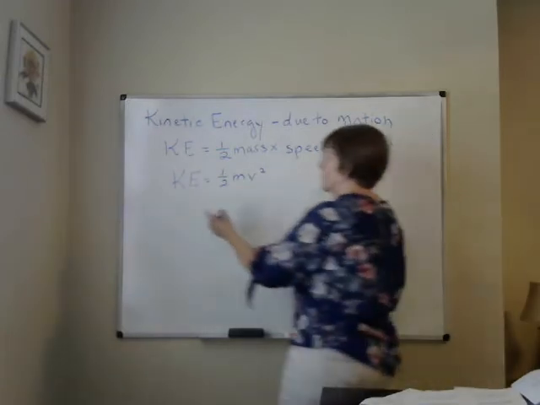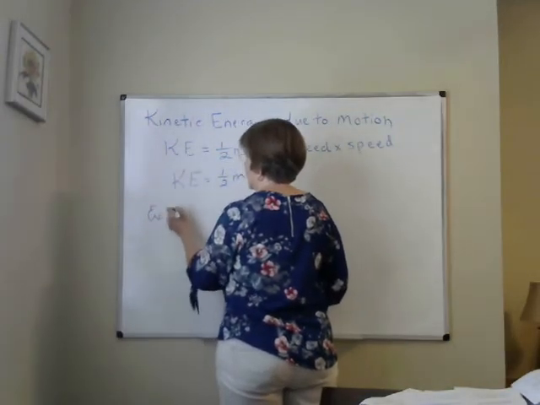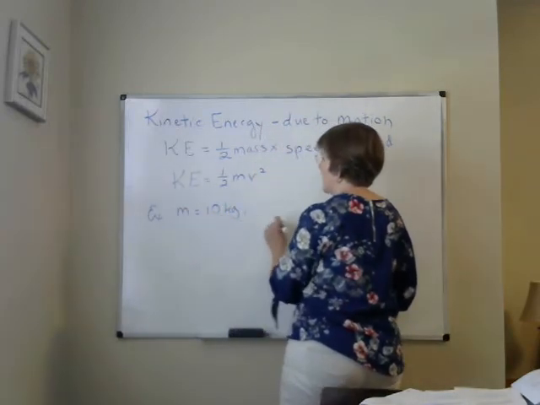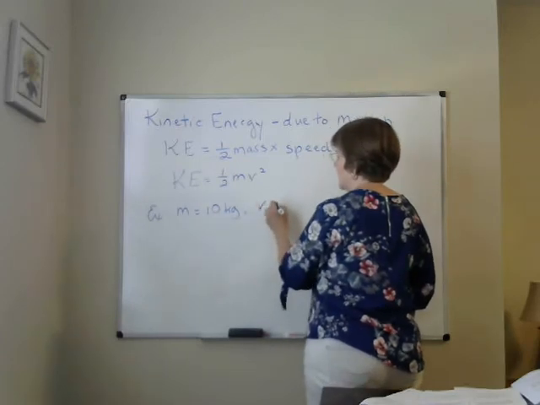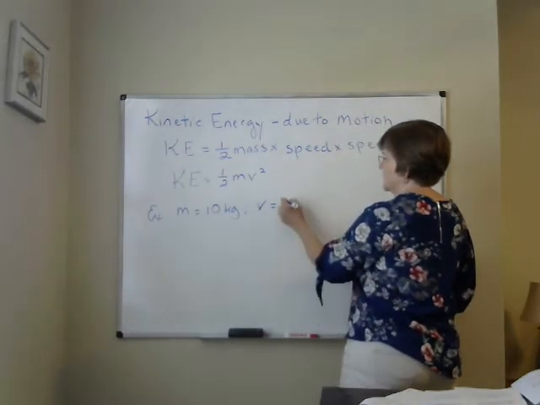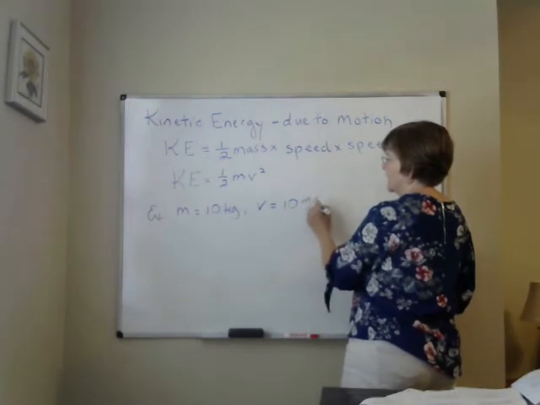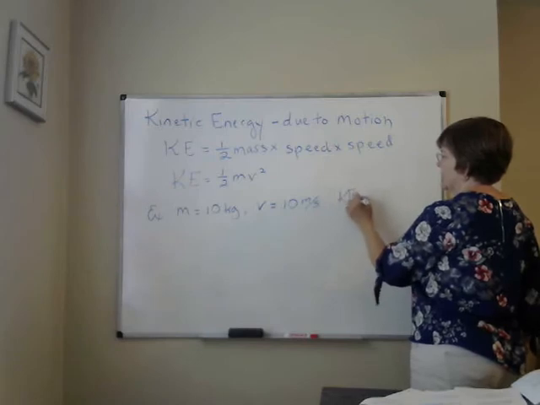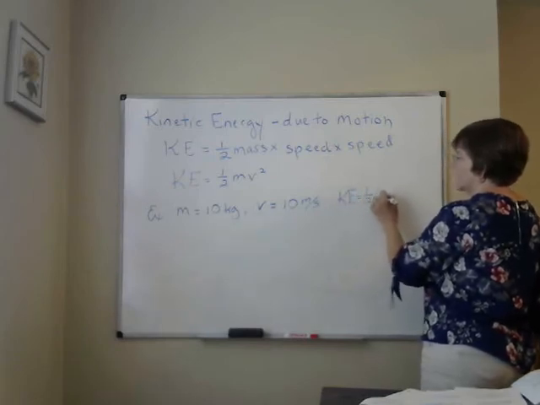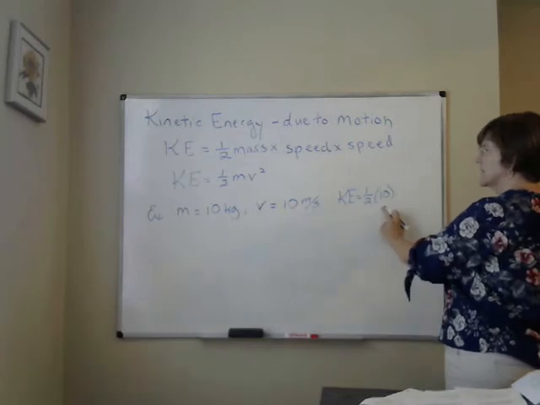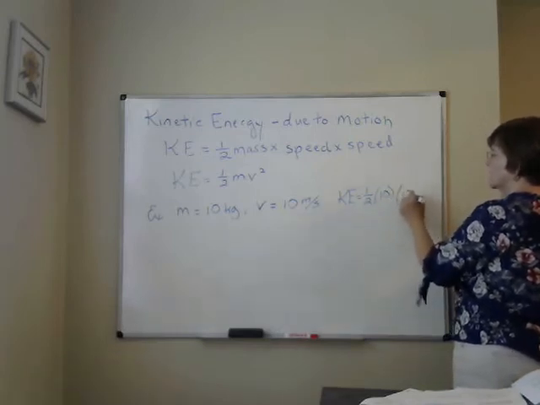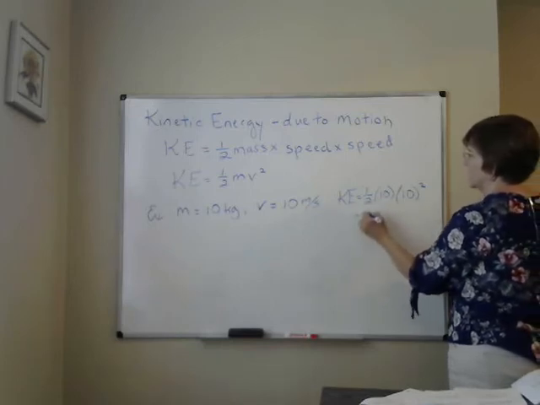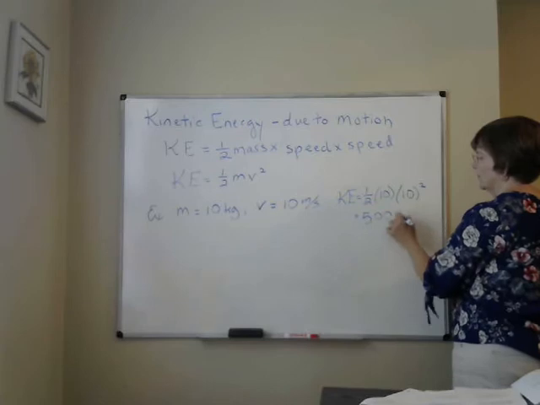So for example, if I have a mass that's 10 kilograms and it's traveling with a speed of, we'll make it simple, 10 meters per second, when I calculate the kinetic energy, it's 1/2 times 10, that's our mass, 10 kilograms, and then times 10 squared. That's going to be 5 times 100, which is 500 joules.